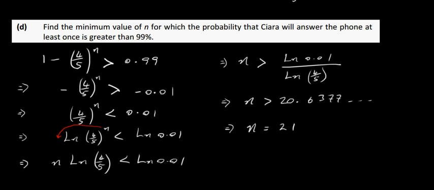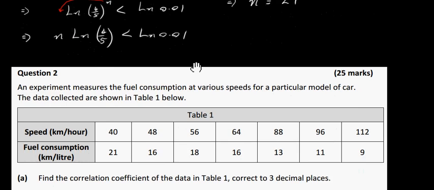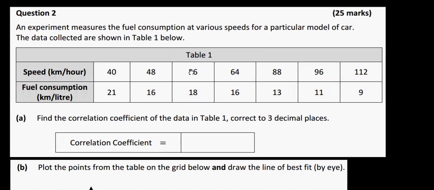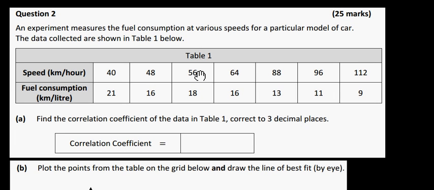Okay, so that's the answer to part D. Actually, that's the answer that finishes question 1. So we're now on question 2 here. Question 2 involves an experiment that measures fuel consumption at various speeds for a particular model of car. The data collected are shown in table 1.